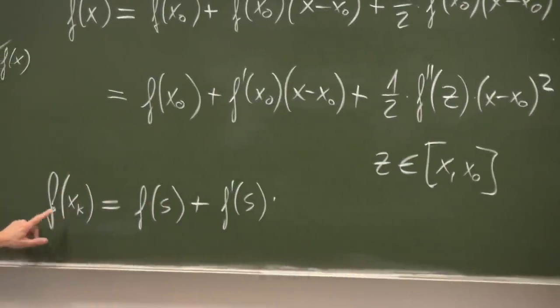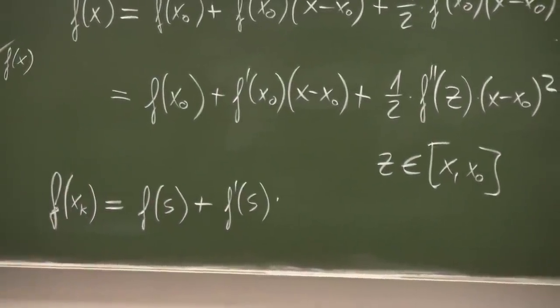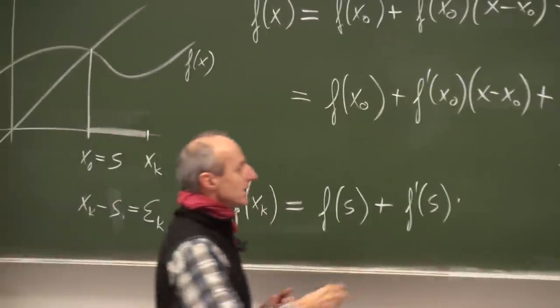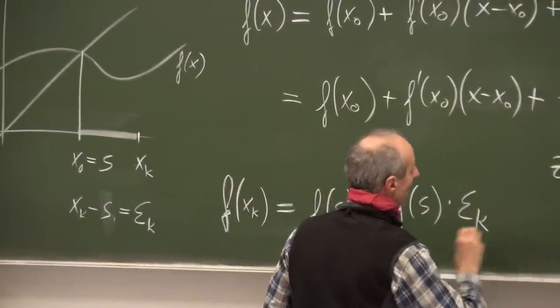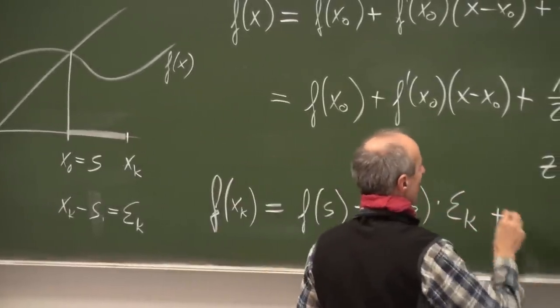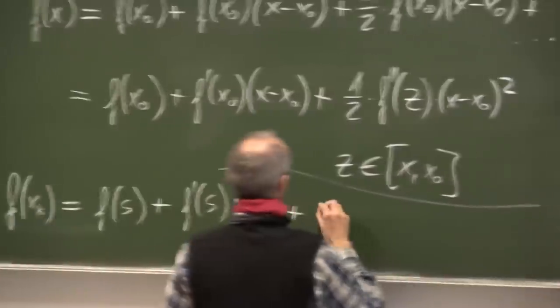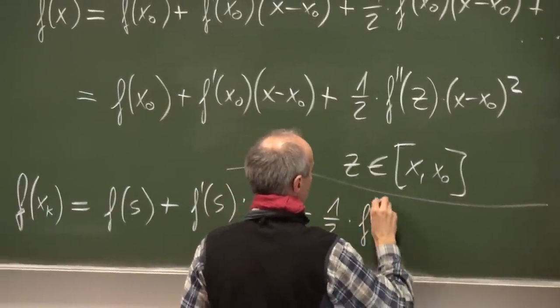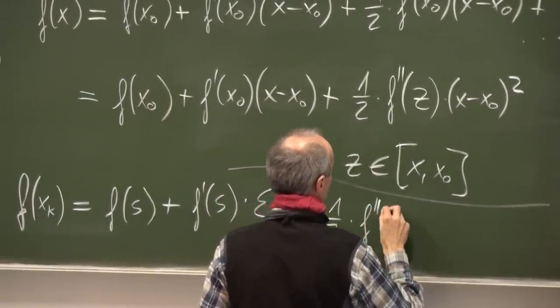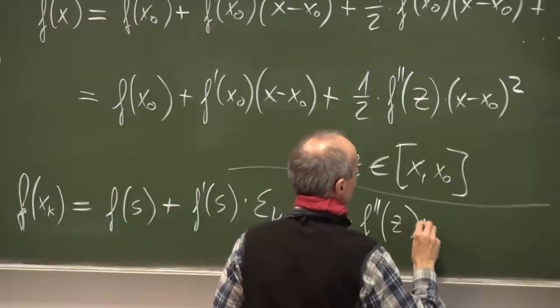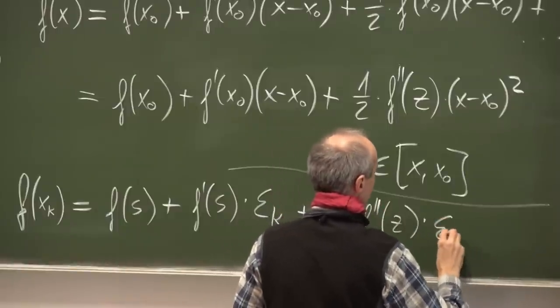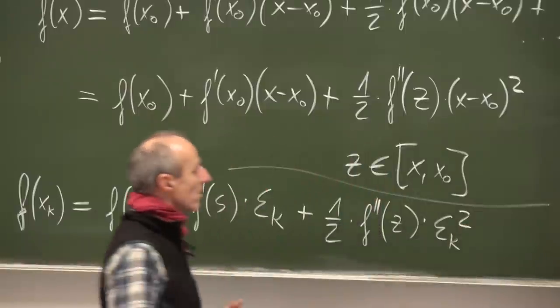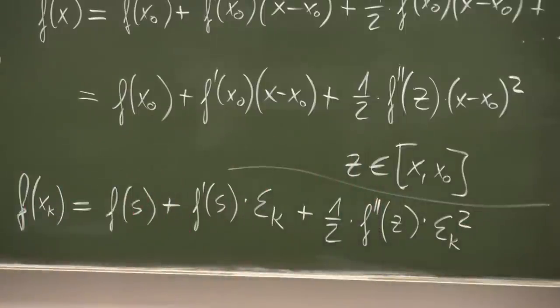So f prime of s times x minus x0: x is equal to xk, x0 is equal to s. So we can replace this by epsilon k. Plus 1/2 times f double prime at this point C times epsilon k squared. Okay, yeah.